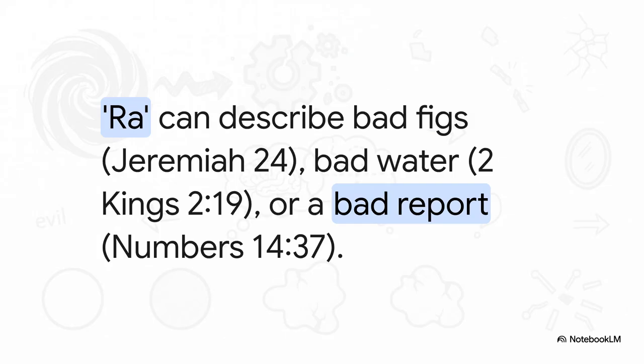So, here's the crucial point. The word ra is used to describe all sorts of things we would never, ever call evil. I mean, are rotten figs immoral? Is contaminated water wicked? No way, of course not. They are dysfunctional. They are unfit for their purpose. They're harmful. They are ra. The word describes a state of ruin, not just a moral choice.